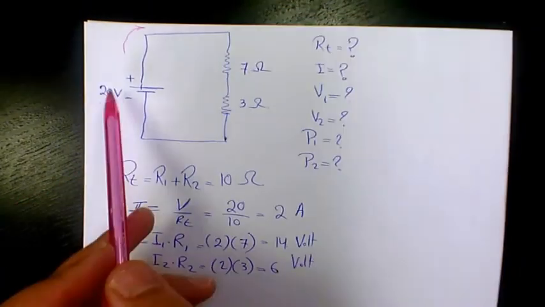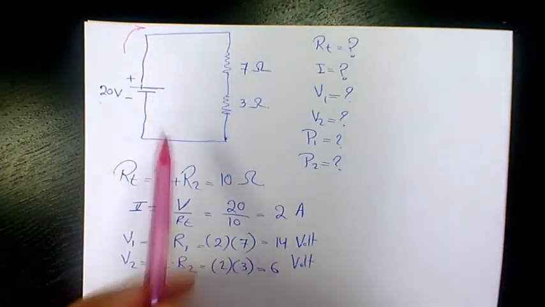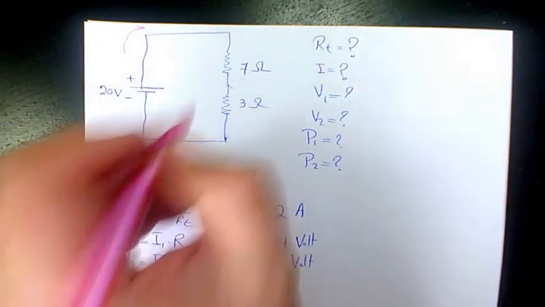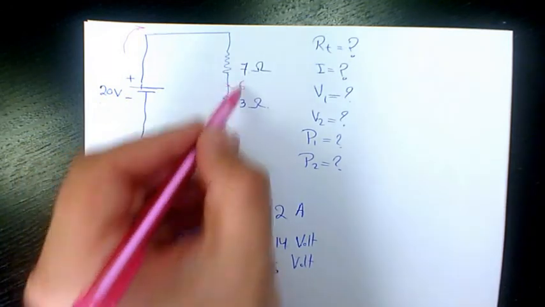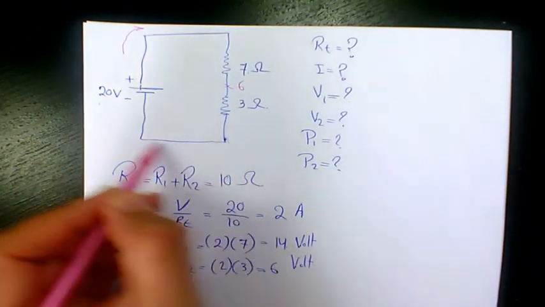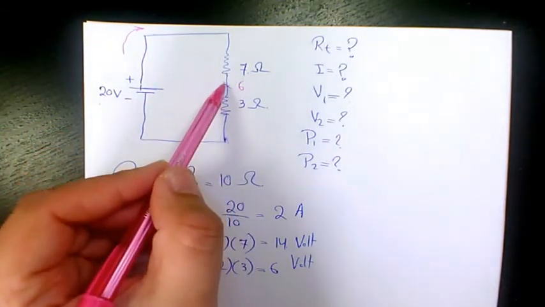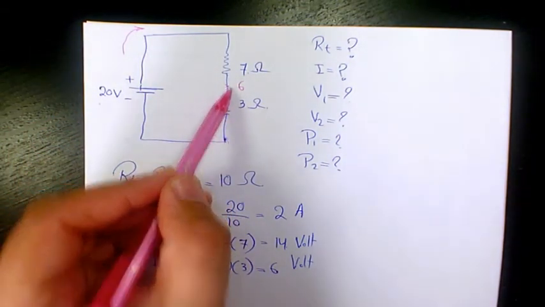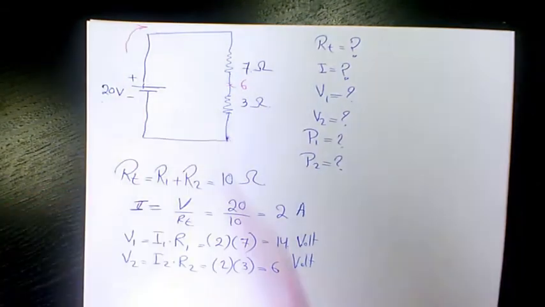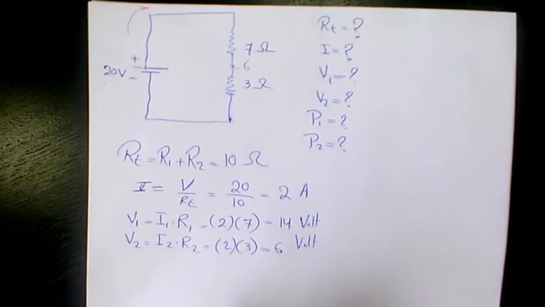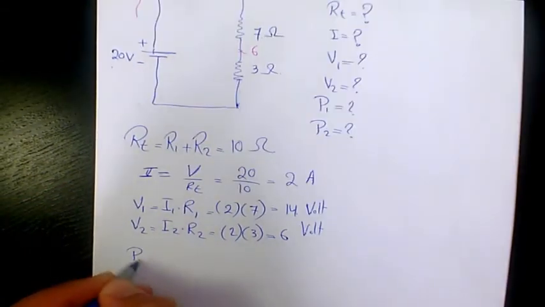It means that of the 20 volts, 14 of them is going to be lost in here, so we have only 6, and the other 6 is going to be lost here, so we have 0 volts on this side. So 20, 14 of them is lost here, 6 of them lost here, so we have 0 in here. So finally we need to find out P1 and P2.